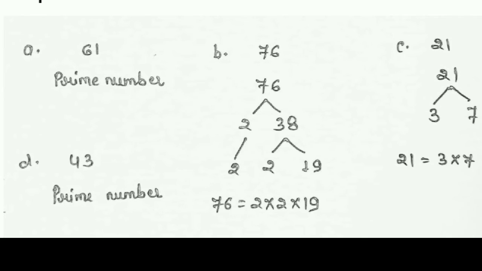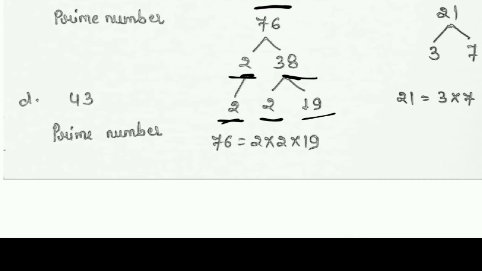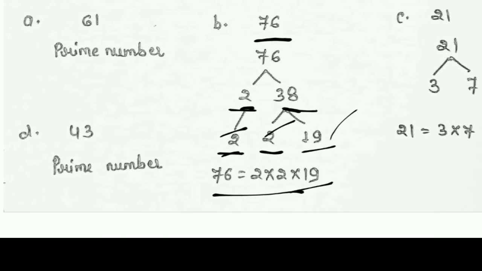Next is 76. So we start from 2. 2 into 38 is 76. This 2 remains the same. And this 38, how will we write? 2 into 19. So the total, we can arrange like this: 2 into 2 into 19. Got it? Now 21. How to write 21? 3 into 7. And the last question, 43. 43 is a prime number.